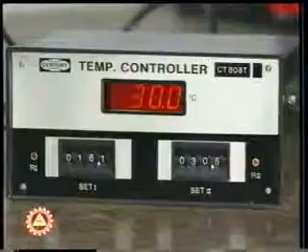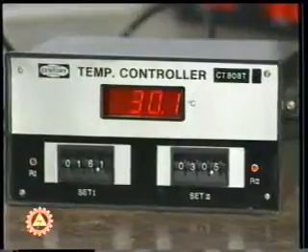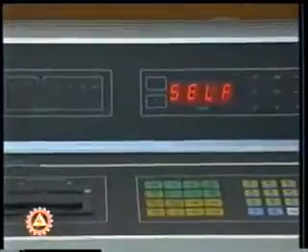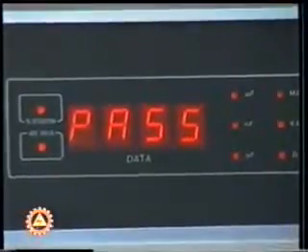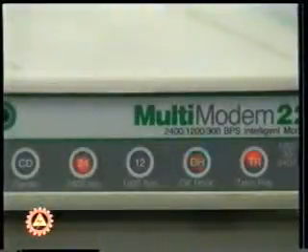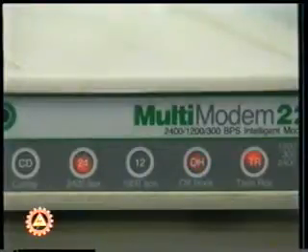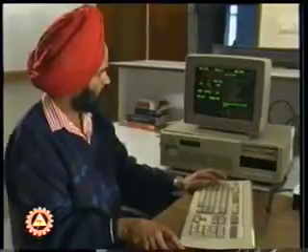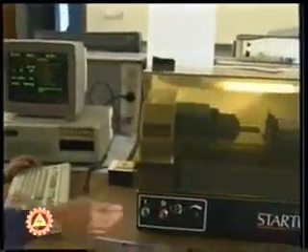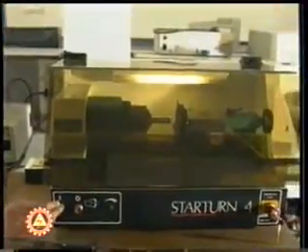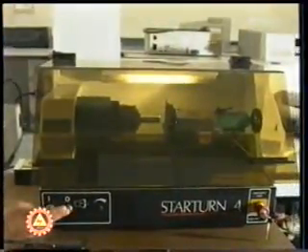Some representative examples are washing machines, process controllers, programmable instruments, modems, and CNC machines.